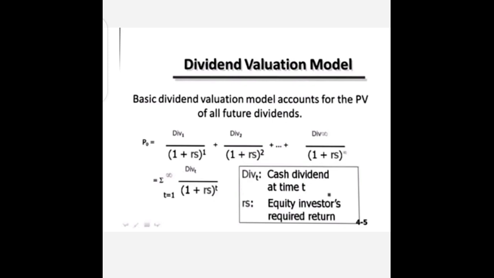Here DIV represents the cash dividend at time T, and RS represents the equity required return, so the rate of return that will be provided on the stock.